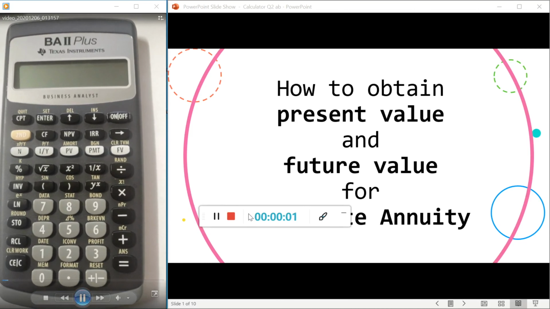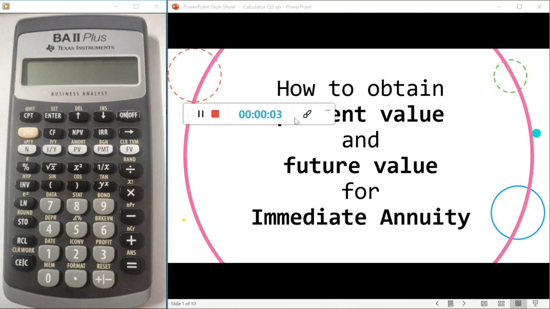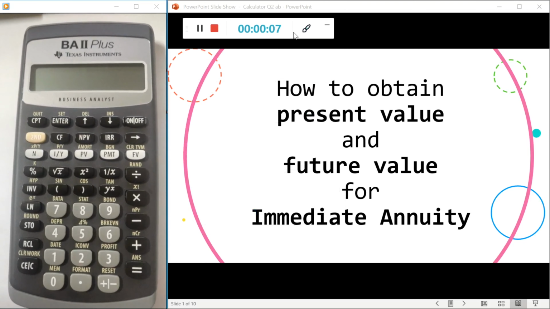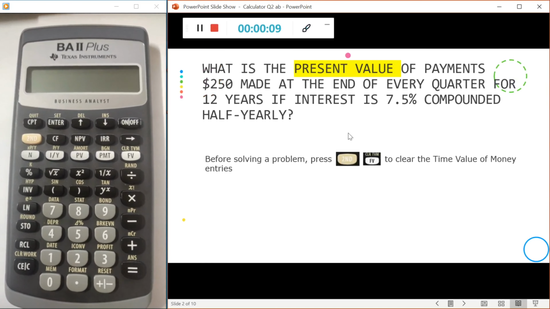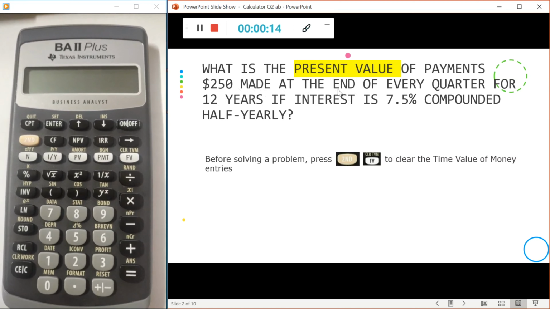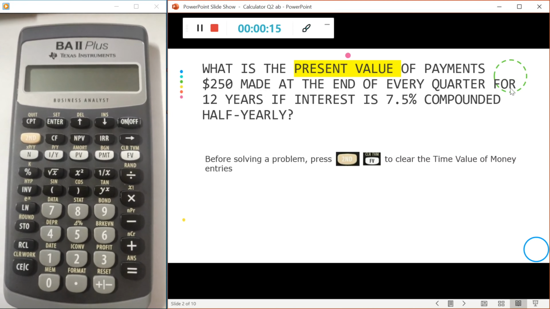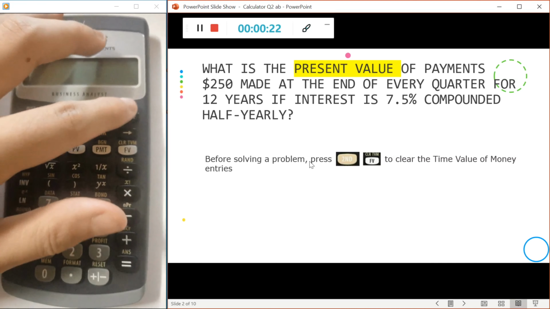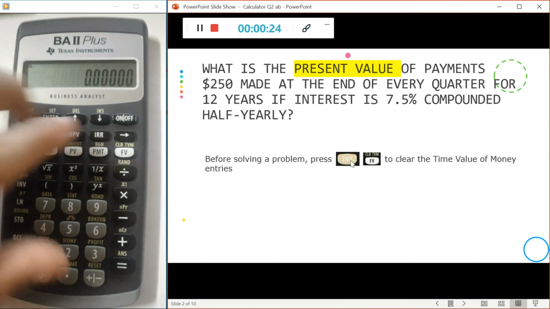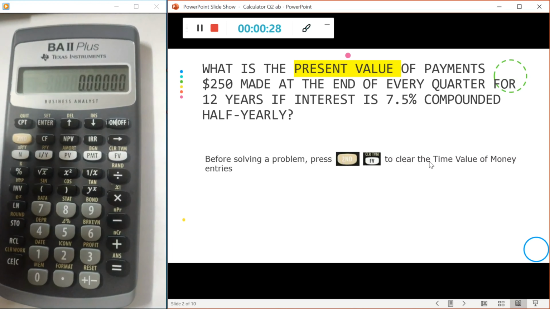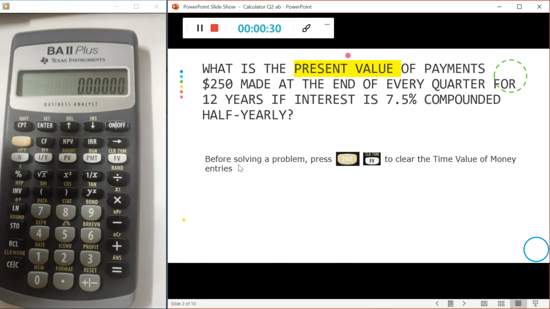So how to obtain the present value and future value for ordinary annuity? So this is our question. What is the present value of payments of 250 made at the end of every quarter for 12 years if interest is 7.5% compounded half yearly? So before solving a problem, we press second clear TVM to clear the time value of money entries.